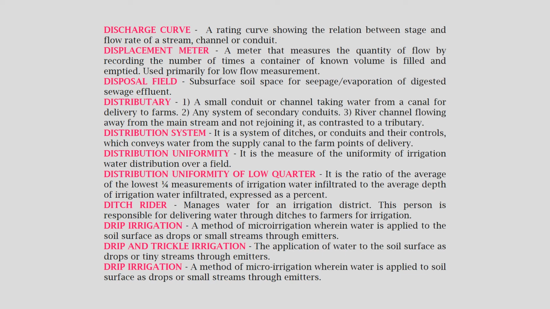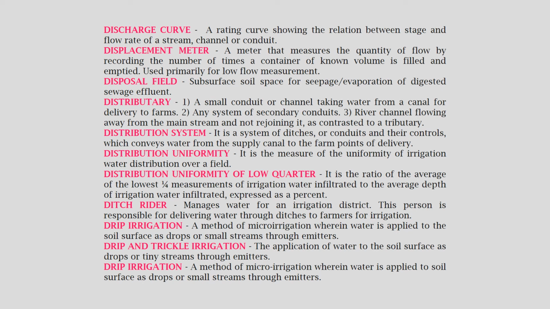Distributary. 1. A small conduit or channel taking water from a canal for delivery to farms. 2. Any system of secondary conduits. 3. River channel flowing away from the main stream and not rejoining it. Is contrasted to a tributary. Distribution system. It is a system of ditches or conduits and their controls, which conveys water from the supply canal to the farm points of delivery.